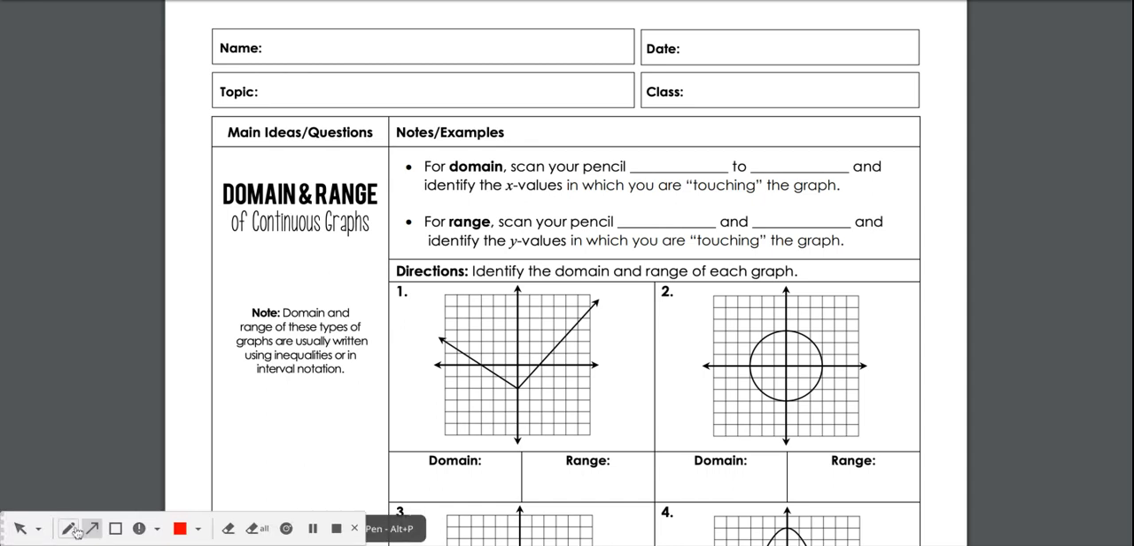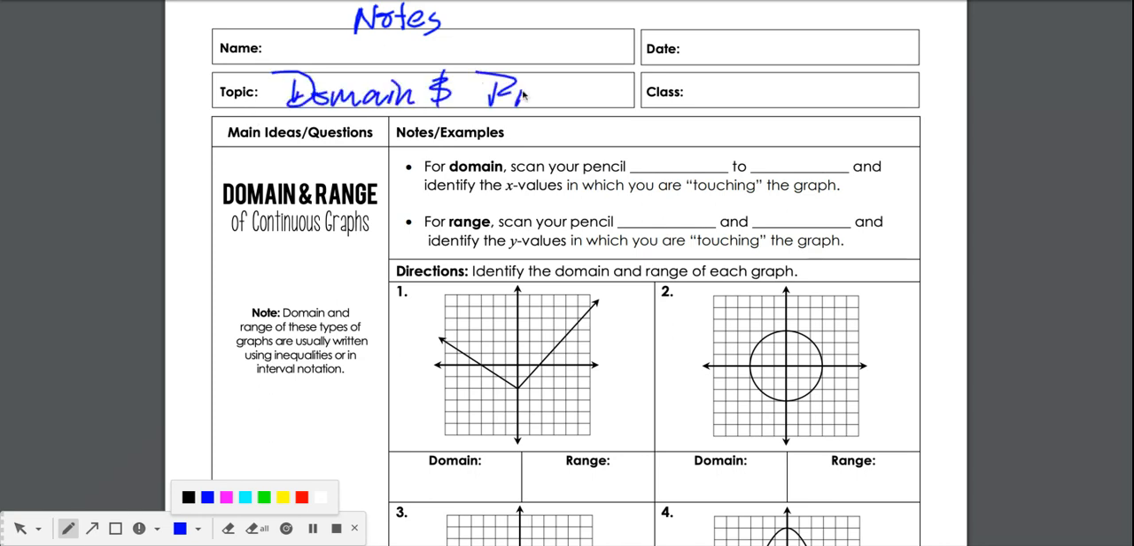In this particular video, we are going to be covering the topic of domain and range, and we'll look at some examples. So pages 4 and 5, we're going to go over in this video. So open your packet, turn to pages 4 and 5, and we're going to discuss and go through this as notes. So this particular paper is notes. And the topic is domain and range. And Math 1. Okay, so let's discuss domain.